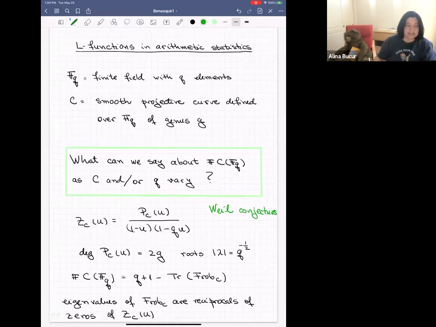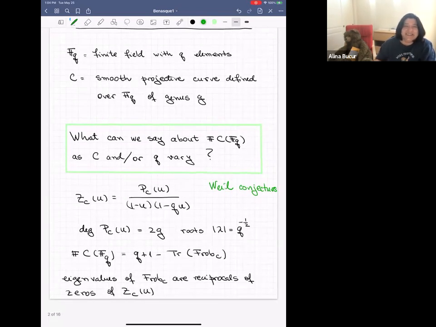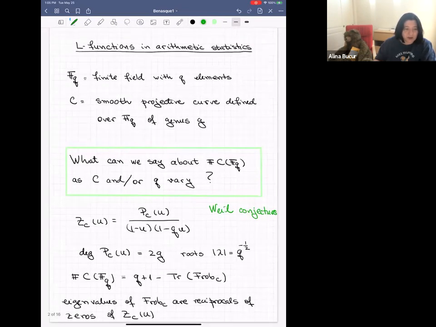For some reason this is cut off on my screen. I don't know about your screen. So I'm going to try to pull it up as much as I can when I get to the bottom of the page. Okay. So our question is, what can we say about the number of points on the curve as we vary things? That translates into a question about the trace of Frobenius, or possibly even the eigenvalues of Frobenius. If we feel extremely ambitious, we might talk about the zeros of the zeta function of the curve.